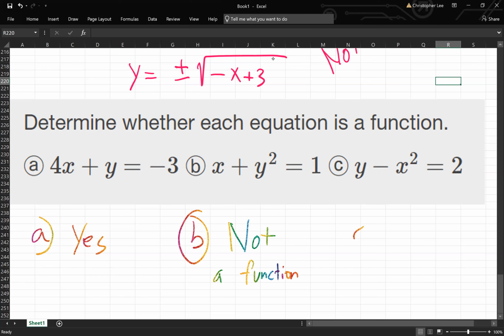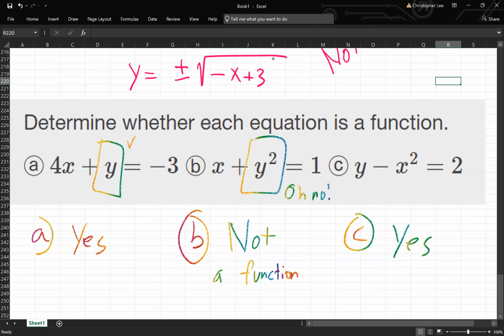But what about C? Yes, it is a function. Light work, right? And if you guys are wondering how he did that so simply, all he's doing is looking at y. He saw a y to the one, he was like, I'm good. He saw a y squared, he was like, oh no. Then he saw a y right here, he was like, I'm good.